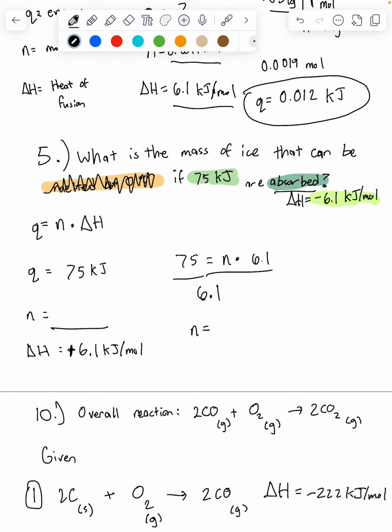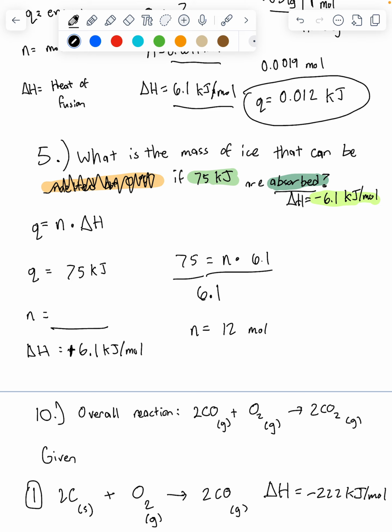Giving us 12 point, well, for 2 sig figs, that's right at 12 moles, right? If you didn't round there, that would be 12.3. If you're not going to round right away, that's okay. 12.295, you can keep that. Just know our numbers will be a little bit different.